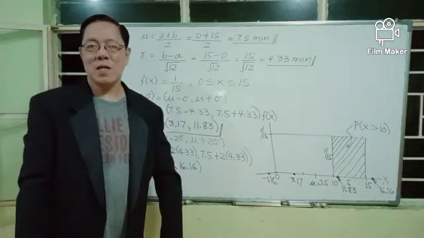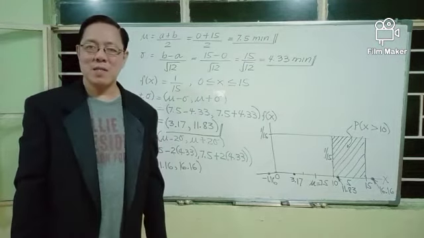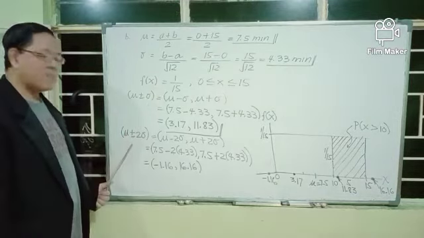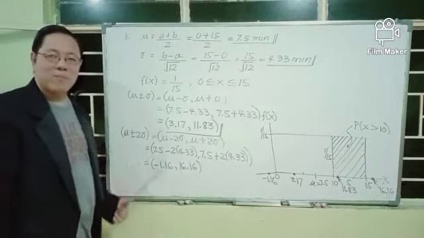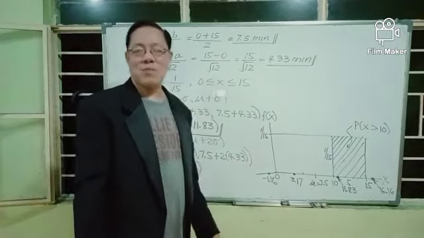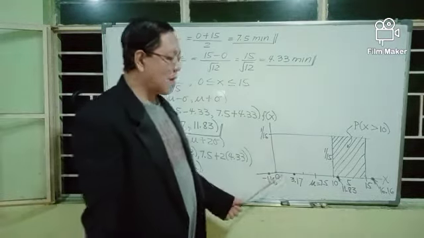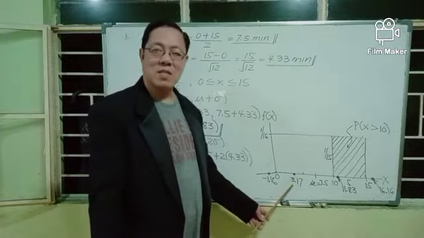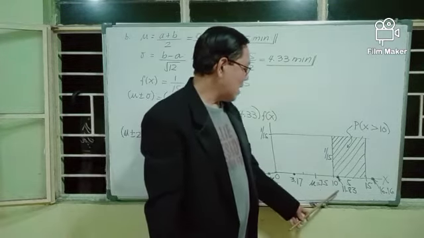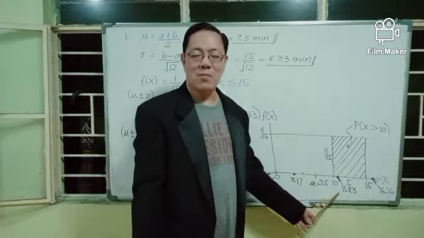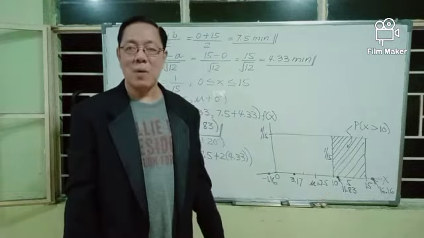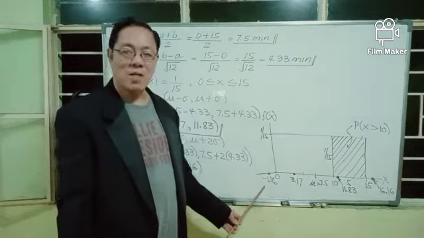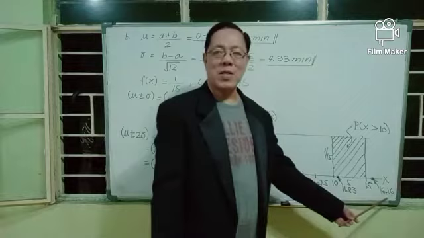For letter C, we calculate the containment probabilities for the intervals mu plus or minus sigma and mu plus or minus 2 sigma. Which means that we find the probability that the waiting time of a person waiting for the next bus will fall between 3.17 minutes and 11.83 minutes. We also find the probability that the waiting time will fall between negative 1.16 and 16.16.